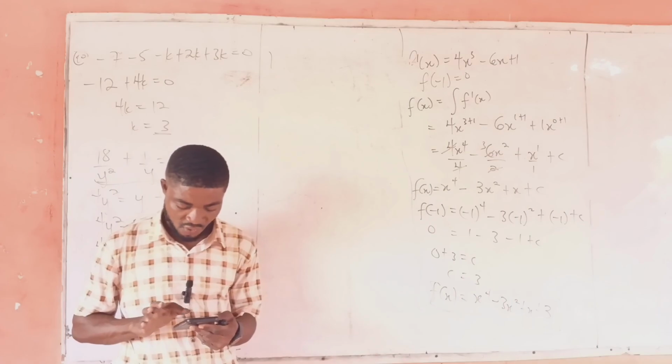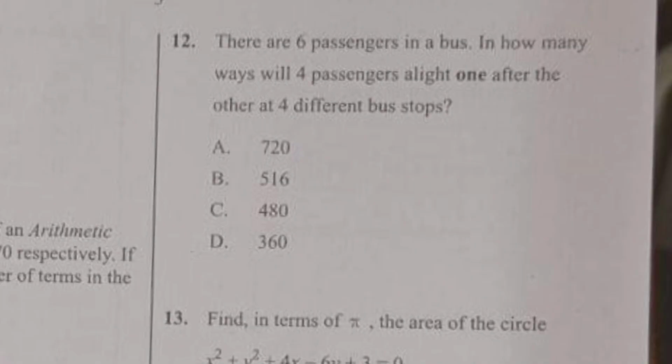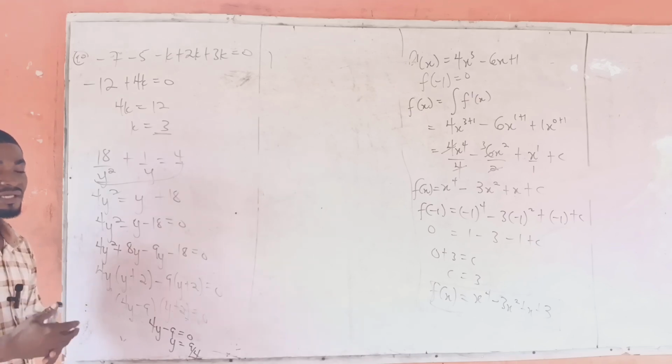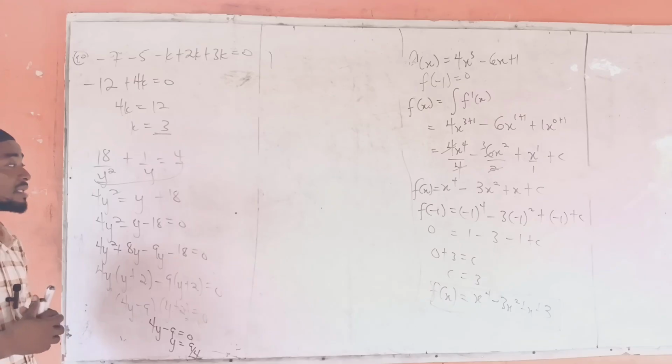Now we look at question 12, which says that there are 6 passengers in a bus. In how many ways would 4 passengers alight one after the other at 4 different bus stops? Okay, so we are looking at a permutation. Permutation has to do with the number of ways that this thing can be done. Combination also has to do with a different thing, but here we are looking at the permutation.